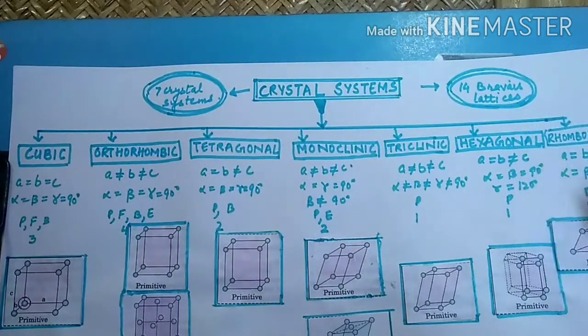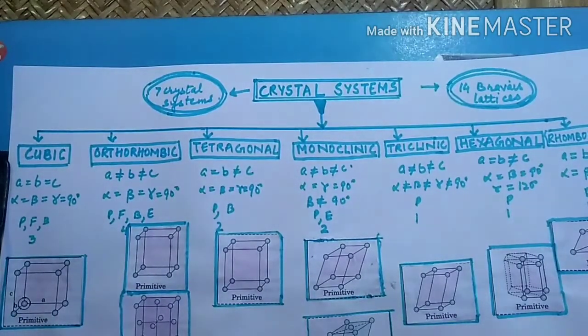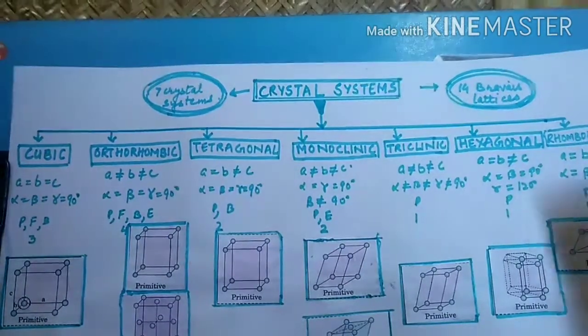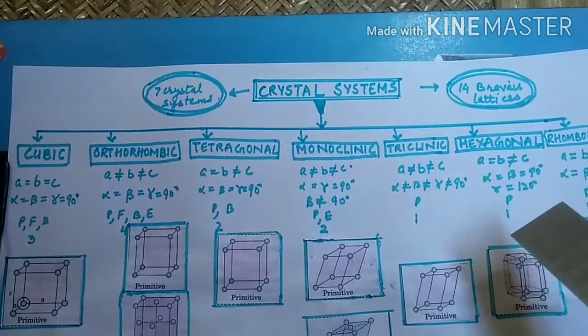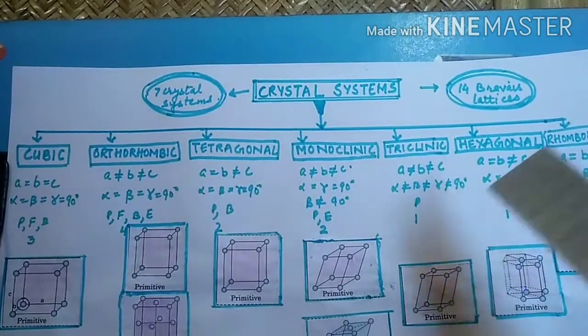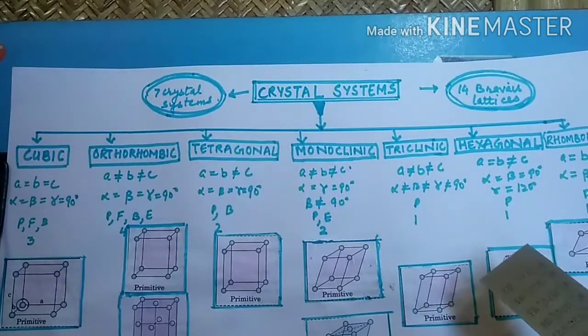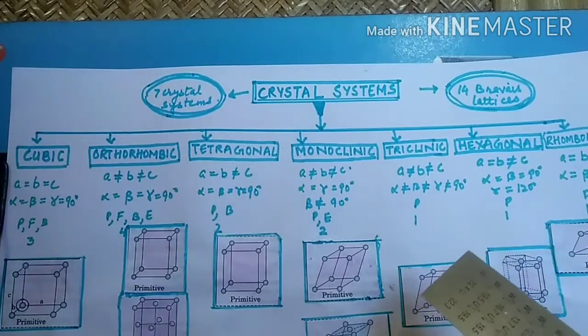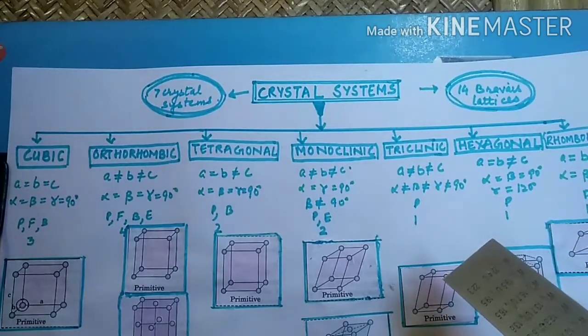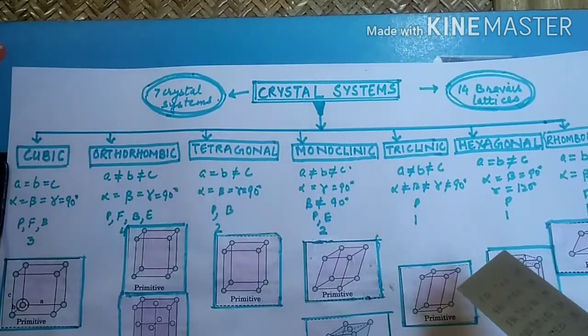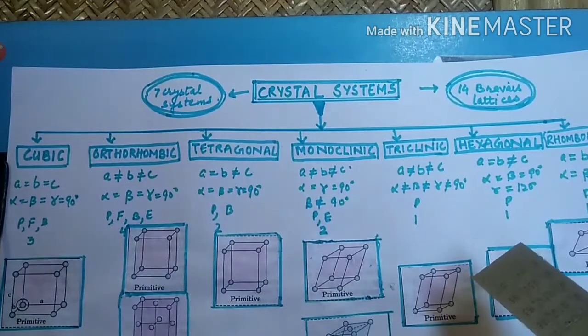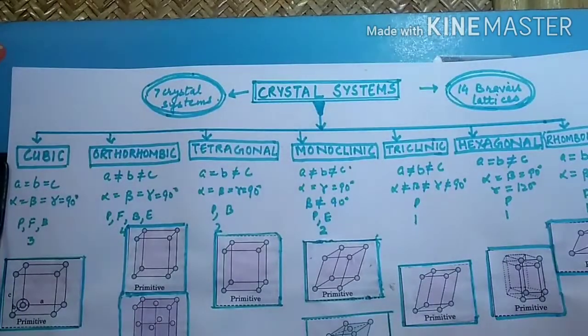So these are the different kinds of crystal systems, in which the crystal system is classified either on the basis of its parameters, the three lengths and angles, or on the basis of the placement of spheres within the unit cell. If they are present only at the corners, then it is primitive. Otherwise they are called non-primitive unit cells.